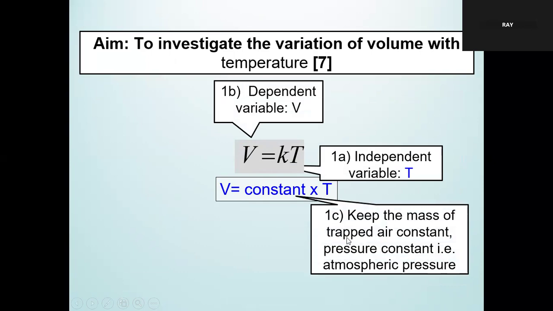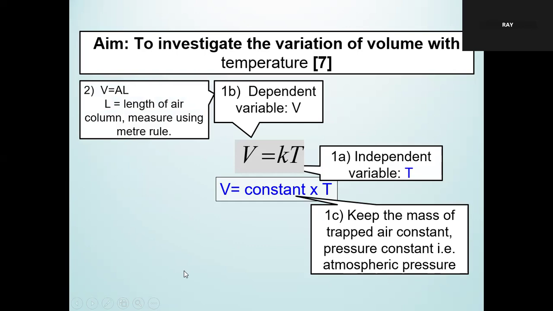Keep the mass of the trapped air constant, pressure constant. That's atmospheric pressure. How to keep it constant? You just check once in a while. Use your barometer to check that the atmospheric pressure is constant before you read, so that it doesn't change much. Measure the length of the air column using a meter rule.